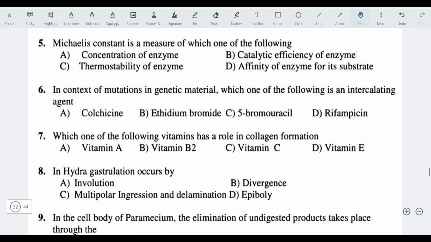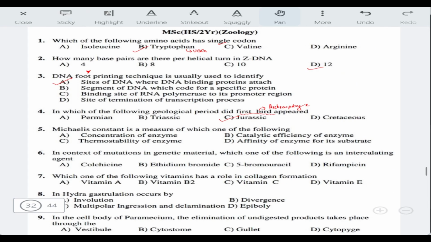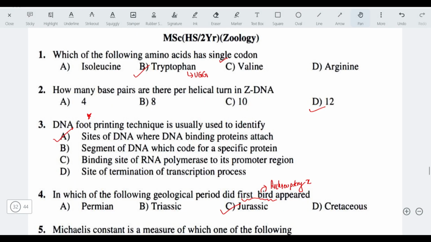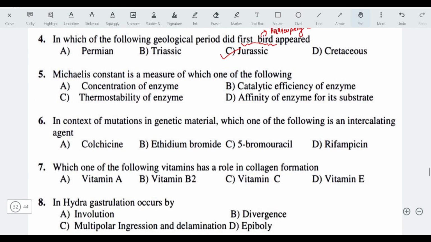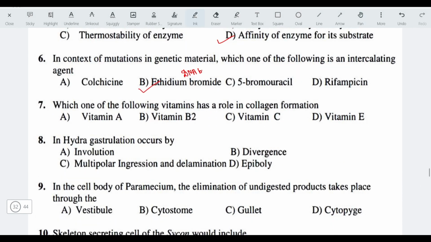Michaelis constant is a measure of which one of the following? The answer is affinity of enzyme for its substrate. Okay. Michaelis constant, also known as Km, right? And it reflects the substrate affinity.